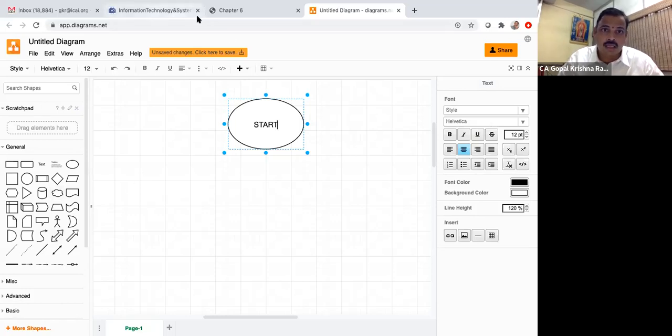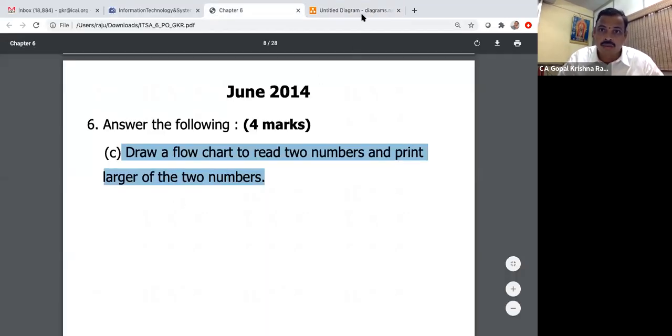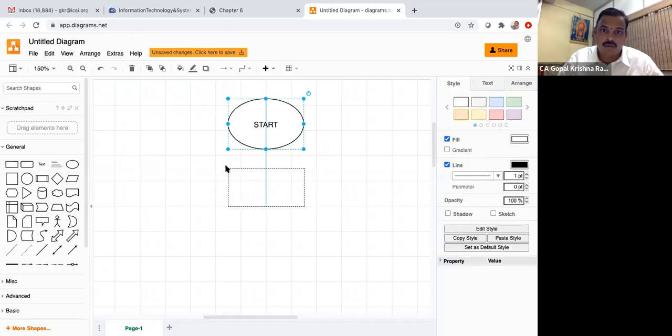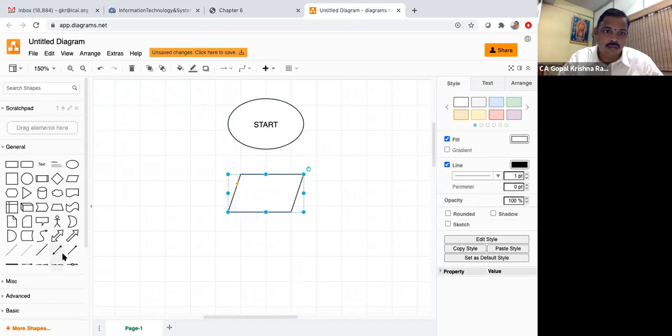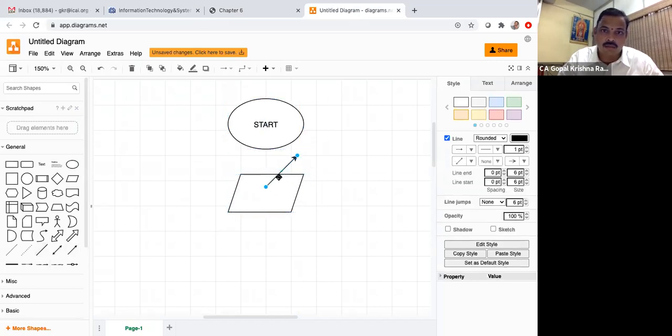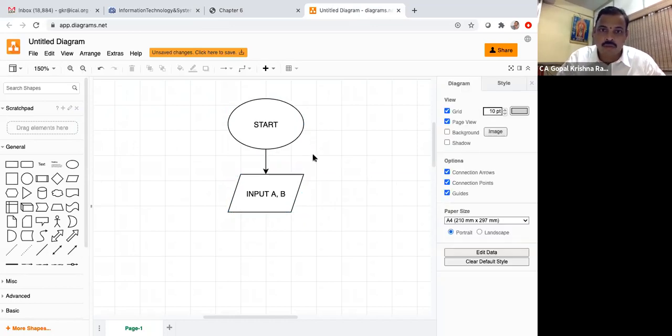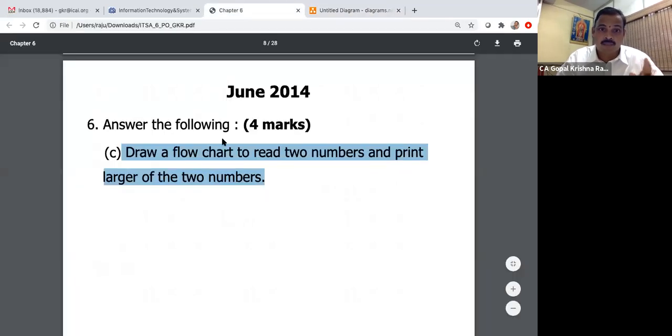So what is the question here, guys? Read two numbers. So I need input. So input A comma B. So what is your question? Read two numbers. So input two numbers. Or even instead of saying input two numbers, you can say read two numbers. Any one you can use. And print larger of two numbers.